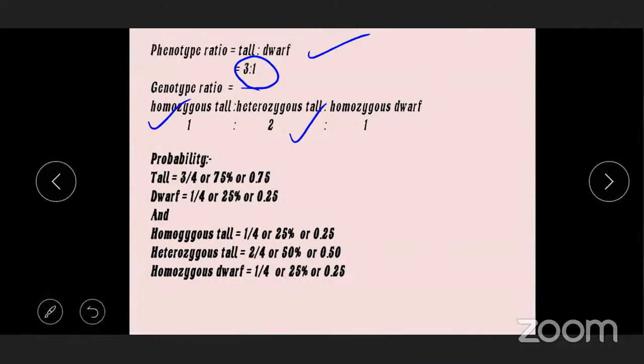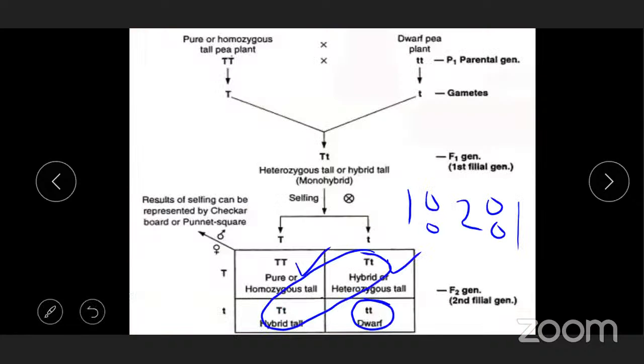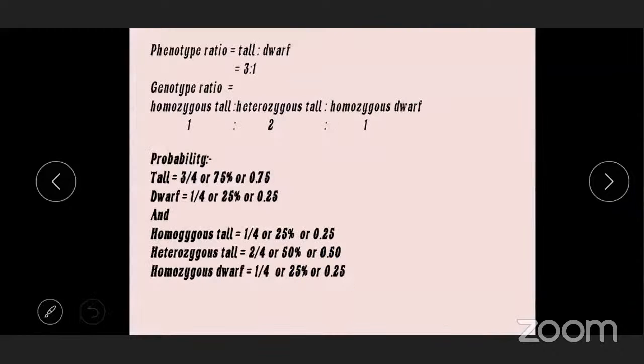So probability. We can find out probability also, which is very important for NEET and MCET purpose. So we have to find the probability. Out of 4, how many talls are there? 1, 2, 3. 3 talls are there. What is the tall probability? 3 by 4 or 75% or 0.75. This is the tall probability.